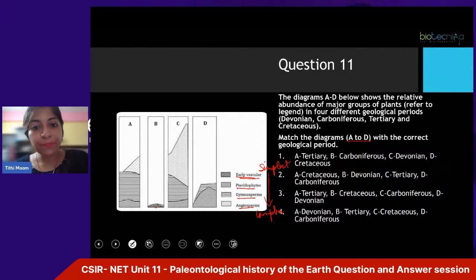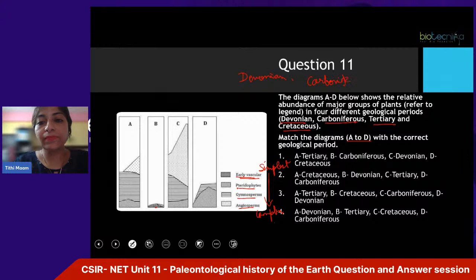Now, the order is what? Devonian, Carboniferous, Tertiary, and Cretaceous. These are the periods given. Now, arrange the periods in order. So definitely first is Devonian, then Carboniferous, then Cretaceous, and then Tertiary. Okay, now do the matching.